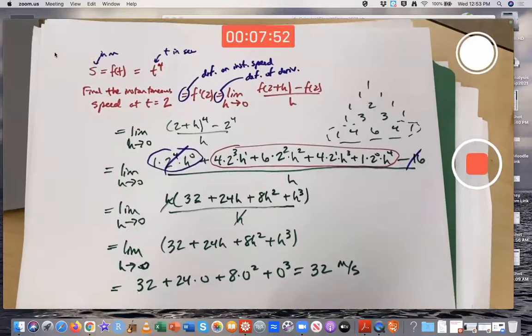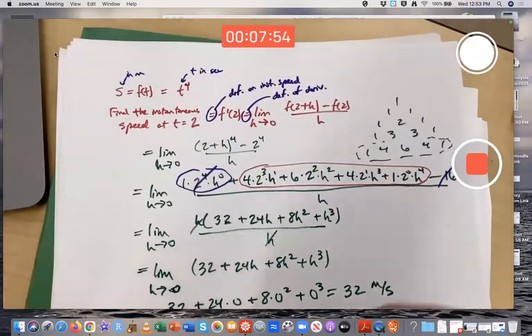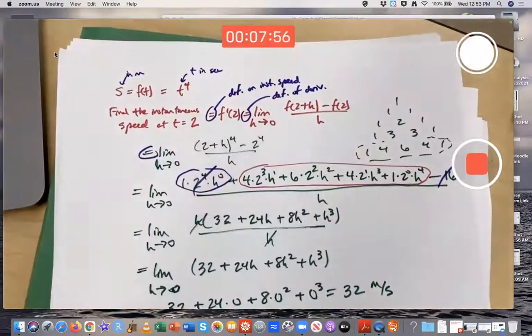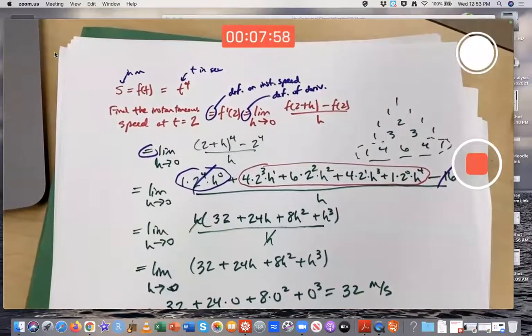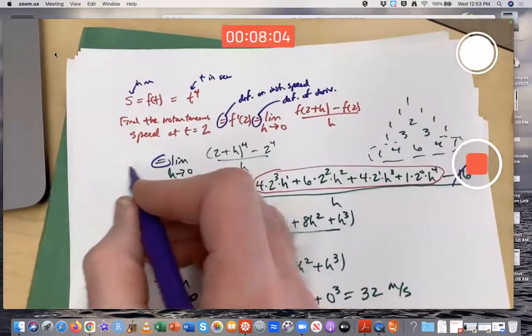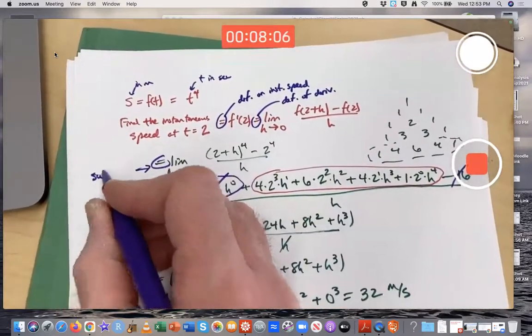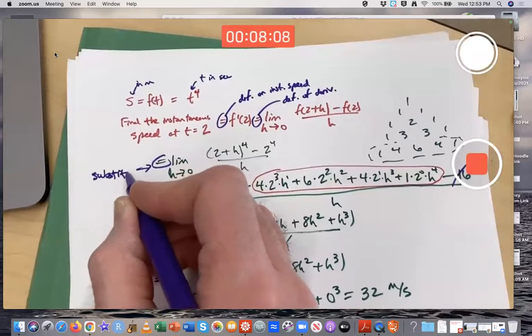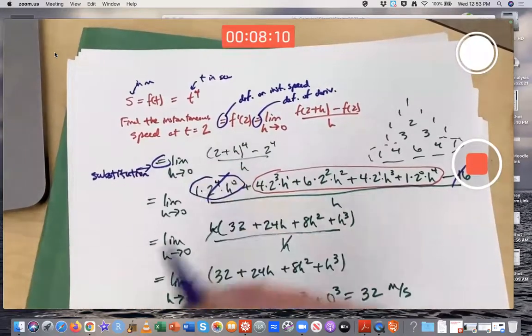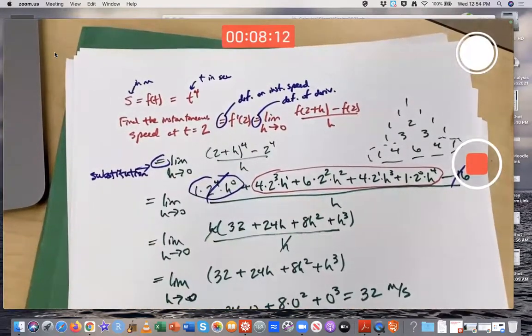You should be able to give reasons for all these other steps here. That equality right there is just using the formula for f. That's all that is. Substitution, you might call that. If you want to be a little bit more specific, you could say substitution using the formula for f. f of t is t to the 4th.